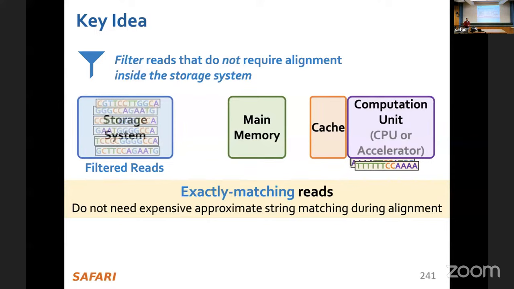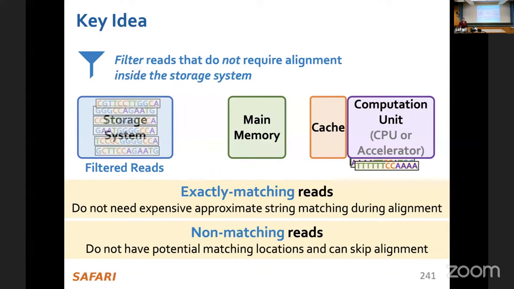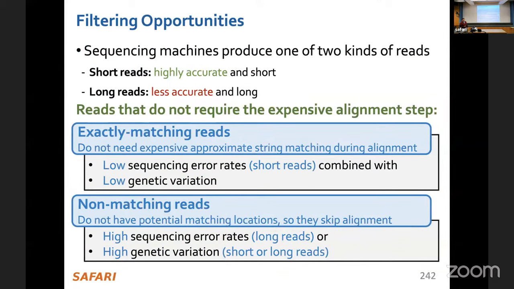So what you did, essentially, is spend a lot of compute cycles and a lot of energy for a read that is exactly matching. And there are also, of course, some non-matching reads that are too dissimilar, right? And these are also moving from the storage system to the CPU unit. They are getting computed, but eventually they are not getting mapped because they are too dissimilar. So the idea is, can we somehow identify these reads without even moving them from the storage system? So this is basically the idea behind GenStore. And these are the filtering opportunities as well, right? How can we filter these reads?